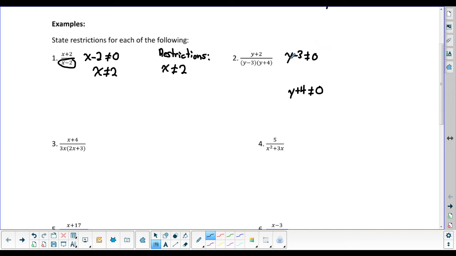So let's rearrange both of these. y minus 3 can't equal 0, so y cannot be 3. That's one of our restrictions. And our other one is y cannot be negative 4, just by rearranging this one. So those are our two restrictions: y cannot be 3, or negative 4. If we're listing multiple ones, we can just separate them by commas.